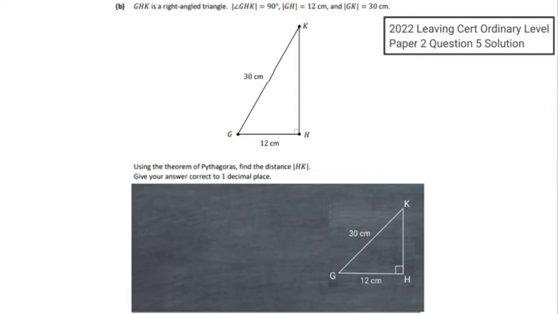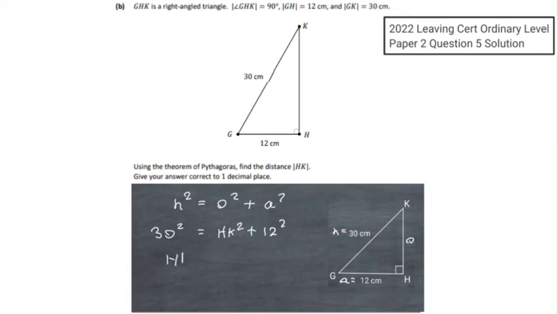So we're going to go H is 30. And the A is 12 and O is HK. So h squared, hypotenuse squared, is equal to O squared, opposite squared, plus the adjacent squared. And we will get 30 squared is equal to HK squared plus A squared, which is 12 squared.